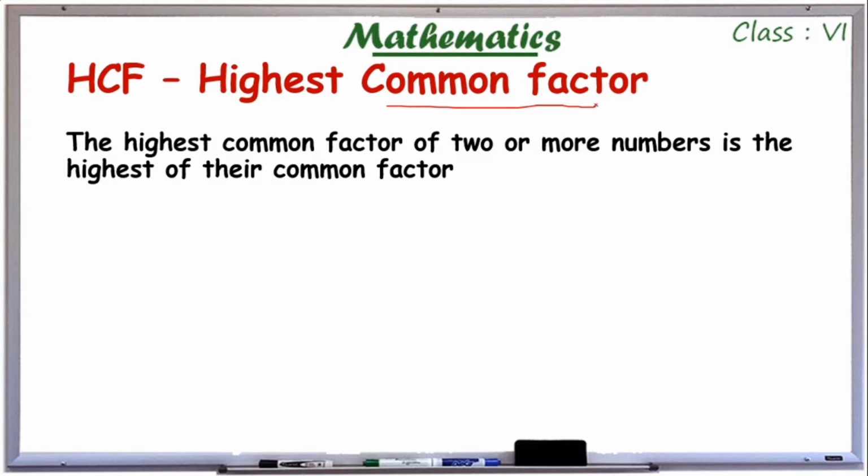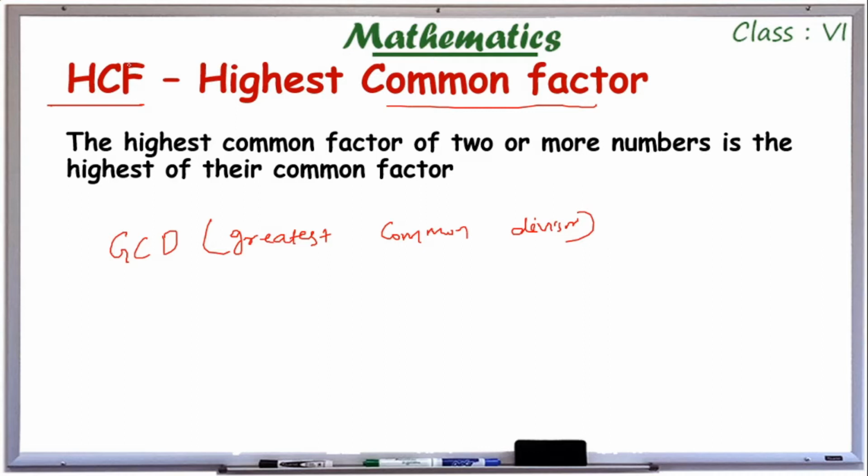So the highest common factor means we already discussed how to find factors and how to find common factors, and the highest among them is called highest common factor or HCF. There is one more name for highest common factor, that is GCD, greatest common divisor. So this is also another name of highest common factor, which is also known as HCF.